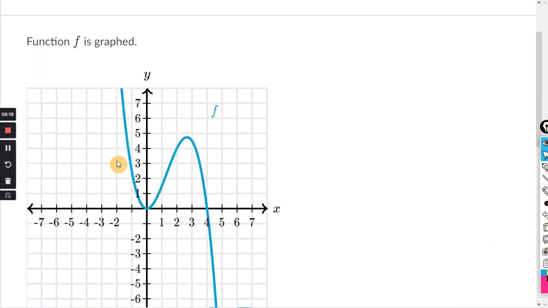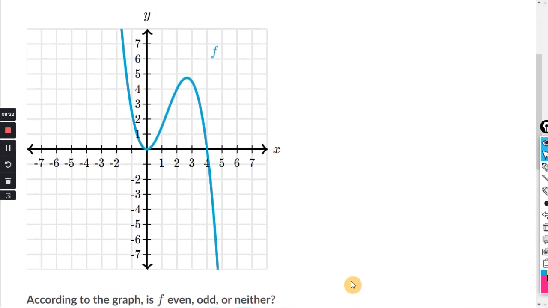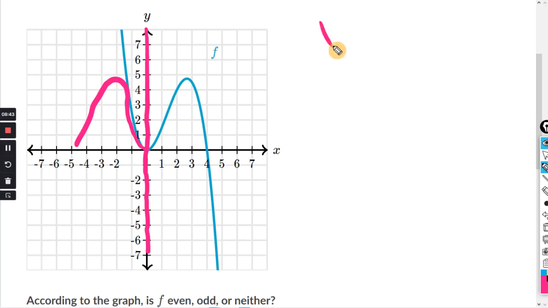All right, function f is graphed. Is f even, odd, or neither? All right, let's see. This shouldn't be too difficult. Recall that if it's even, it's going to be reflected over the y-axis. All right, so the y-axis has to act as a mirror. We have this hump here. In order for it to be even, we'd have to have that right there. Okay, but we don't have it, so it is definitely not even.